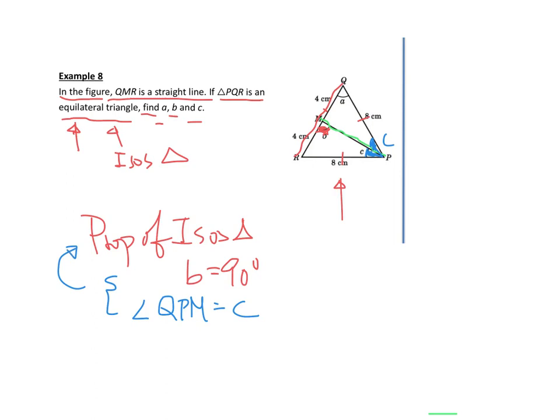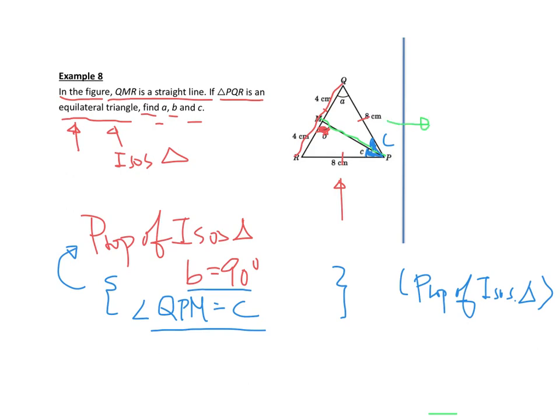Okay, so we need to write down B equal to 90 degrees and QPM is equal to C. Both of that is by the property of isosceles triangle. And also, if you look back in the triangle QRP, as it is an equilateral triangle, it is also an isosceles triangle.